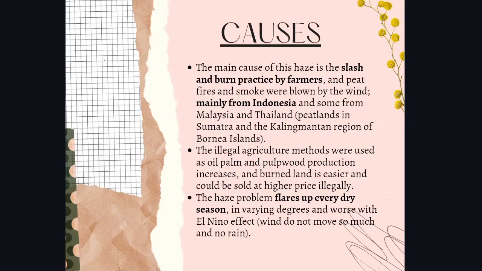Why did they use the slash and burn method? It is because oil palm and pulpwood production increases, and burnt land is easier to clear and could also be sold at a higher price illegally. The haze problem also flares up every dry season with the dry air environment, and it is worsened in El Nino since it affects wind that does not move so much, there is no rain and temperature rises.